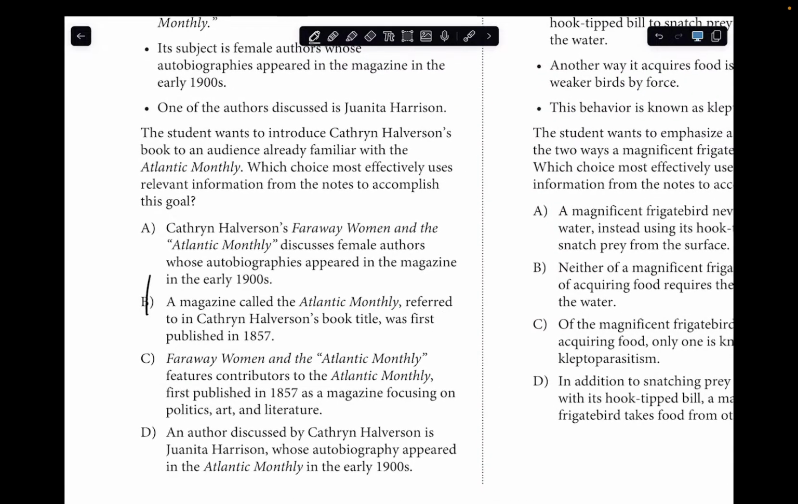They're saying A, and they're saying the sentence effectively introduces Catherine Halverson's book to an audience already familiar with the Atlantic Monthly, noting the title of Halverson's book and describing its content without providing background information about the Atlantic Monthly. I thought there would be at least some lead-in to Juanita Harrison, but apparently that's not the case.